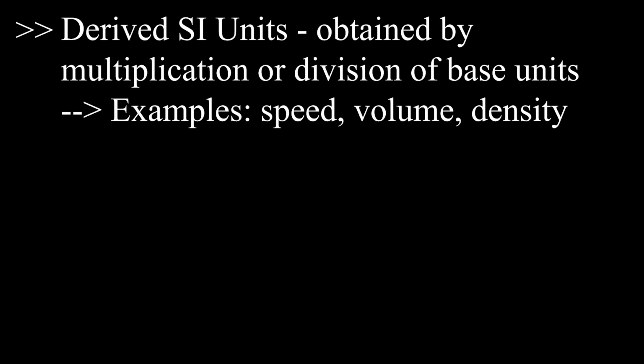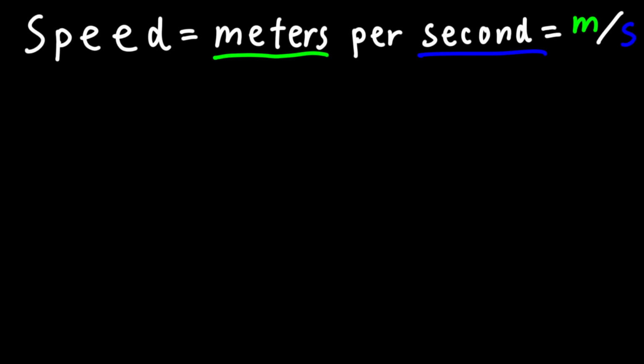Let's discuss derived SI units. Derived SI units are obtained by multiplication or division of base units. For example, speed is meters per second, or meters divided by seconds.